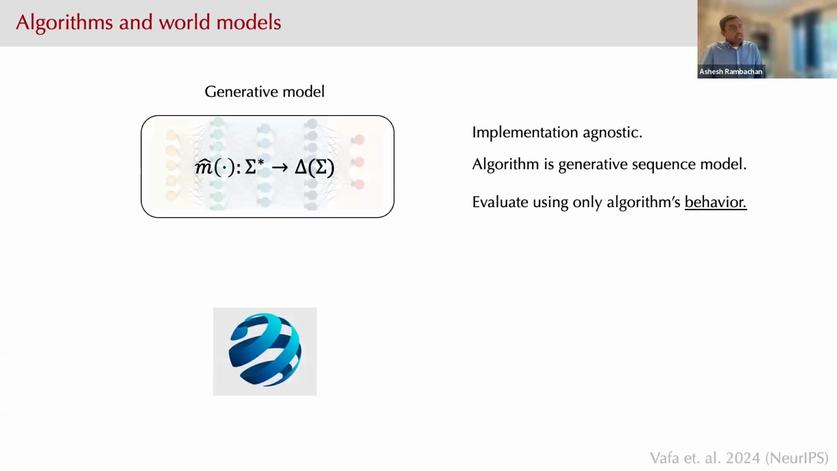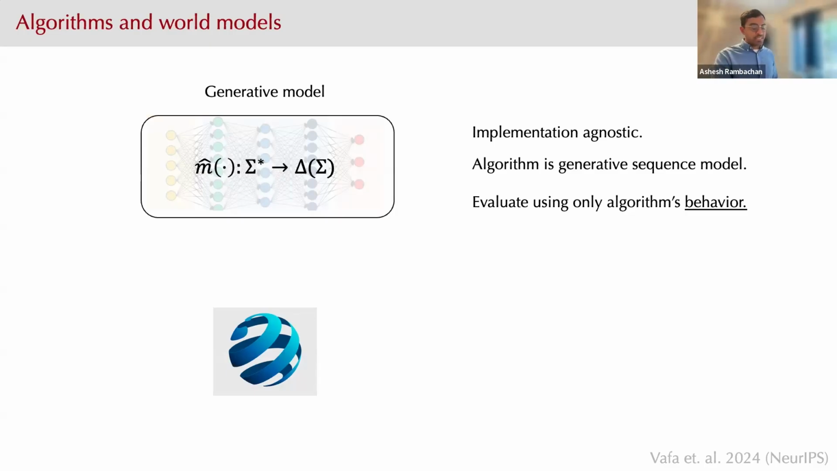In approaching this question, we wanted to be implementation agnostic. Just think about an algorithm as a generative sequence model. It takes in some tokens and produces a probability distribution over next tokens, and by chaining that together, you can generate sequences. The reason we want to evaluate the algorithm using only its behavior goes back to a point I made earlier, which is that these algorithms are constantly changing and evolving over time. Being implementation agnostic helps us focus on the fundamentals of the problem, not properties of the existing architecture today.